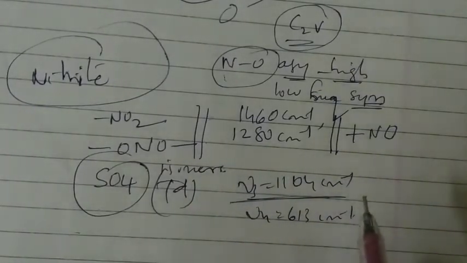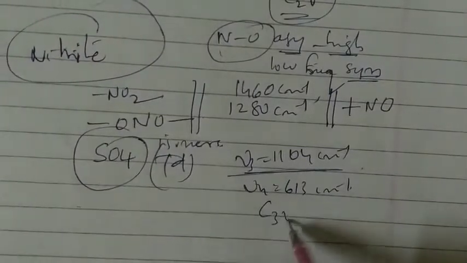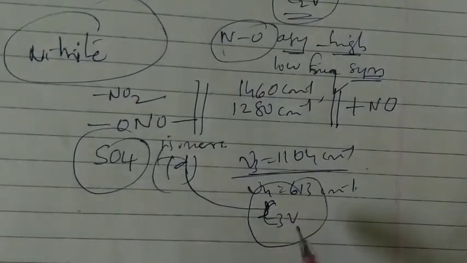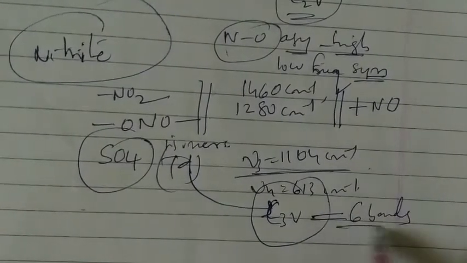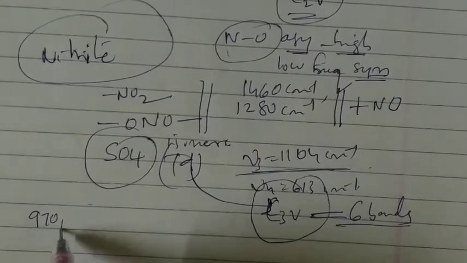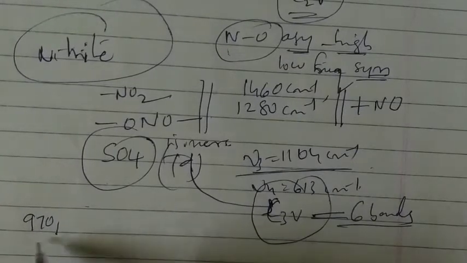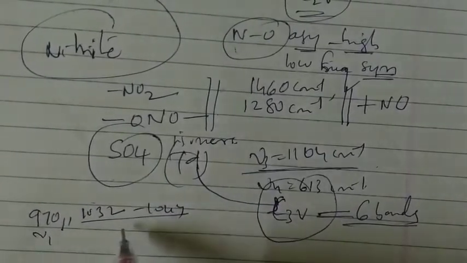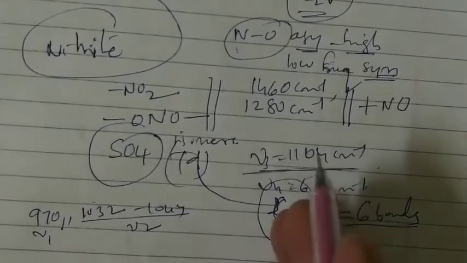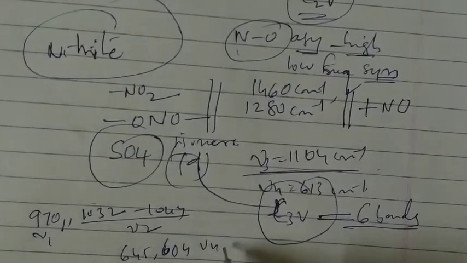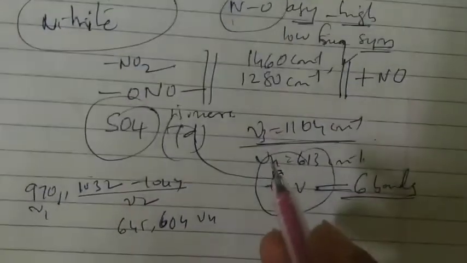And the coordinated sulfate has a lower symmetry of C3V. From tetrahedral it will have the lower symmetry C3V, and now you can see that 6 bands appear. So 6 bands are going to appear here: nu1 at 970, then nu2 at 1032 to 1044, and like this nu3 and nu4 at 645 and 604.